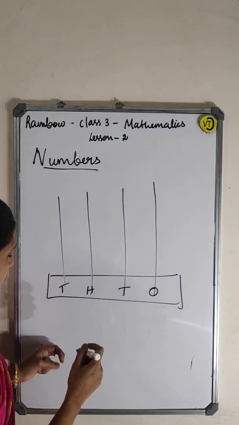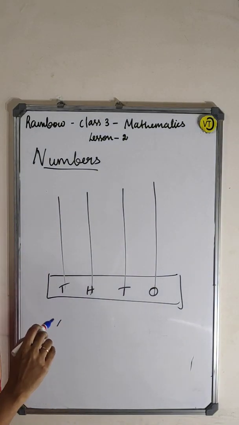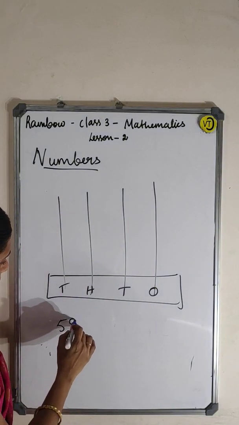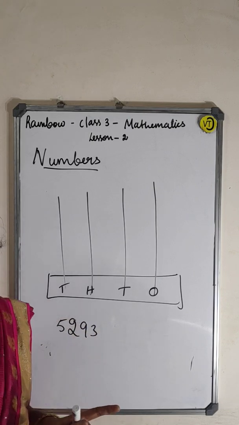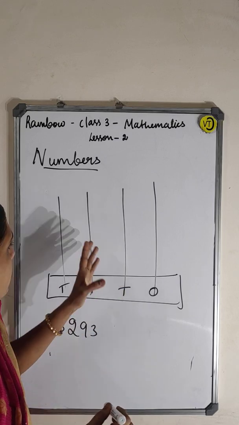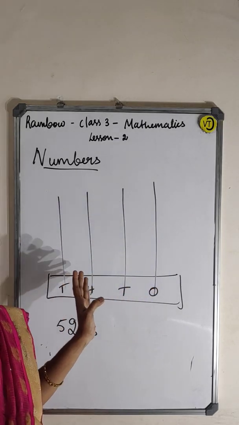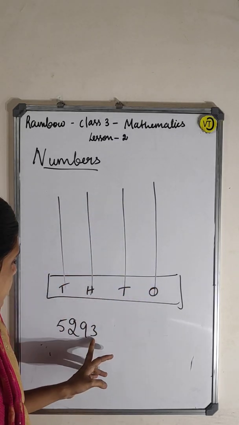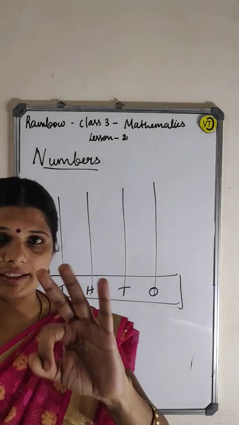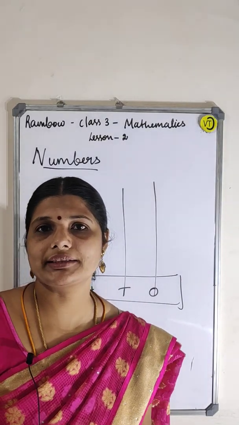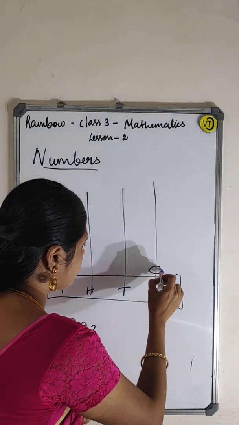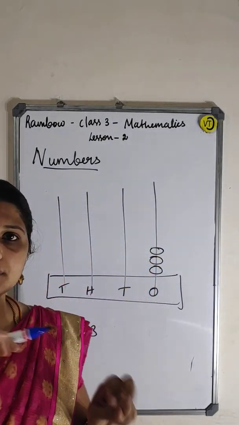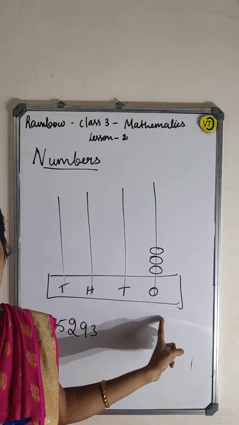So here what I am telling you, the number is 5293. How do you do it in the abacus kit? Okay. So for the ones place, what is the number here? It is 3. So take the beads. Okay, 3 you put it in the rod. 3 beads you put in the ones place.